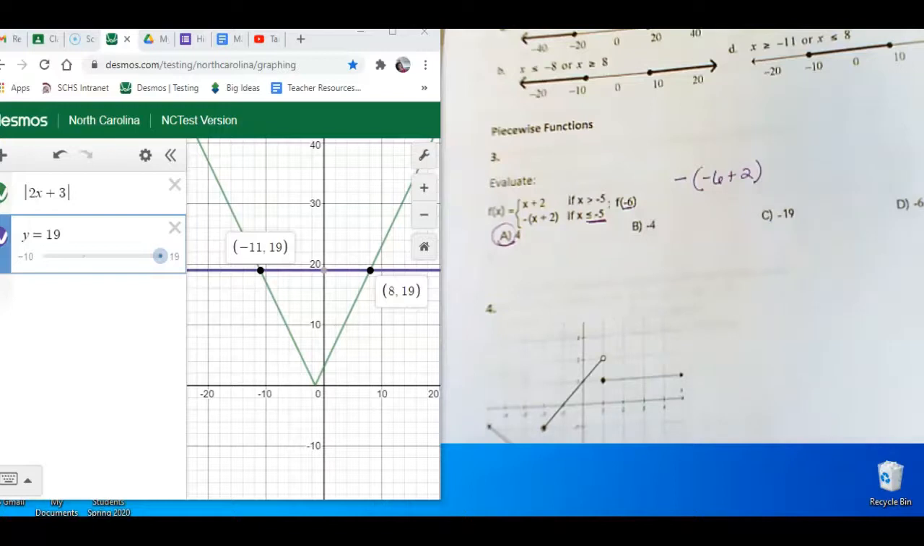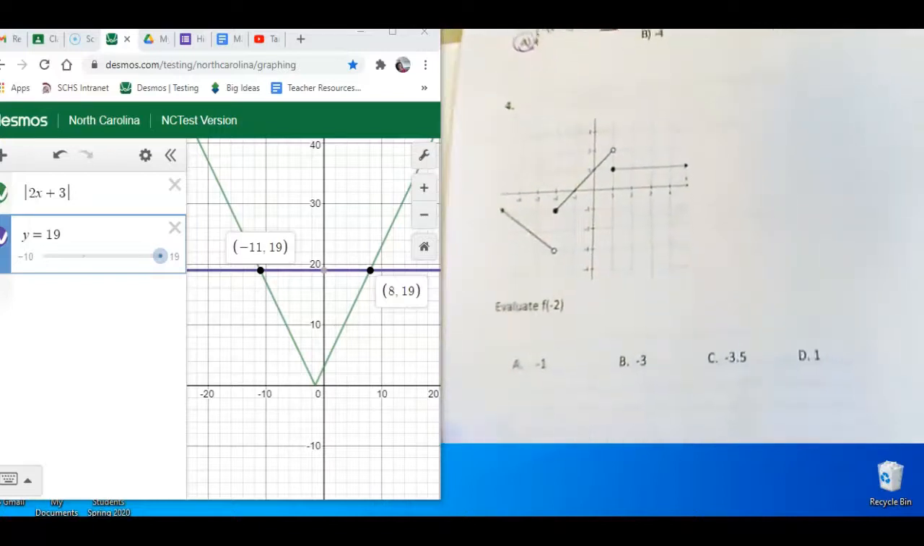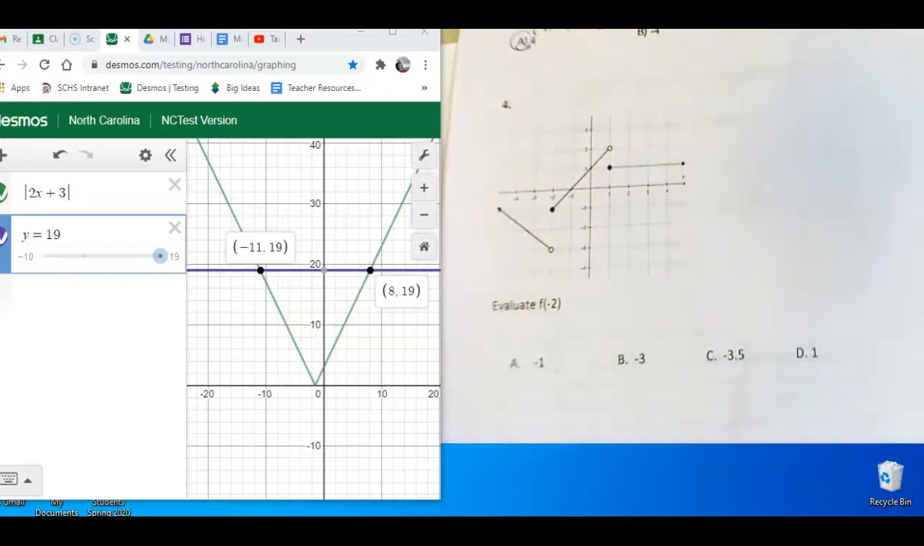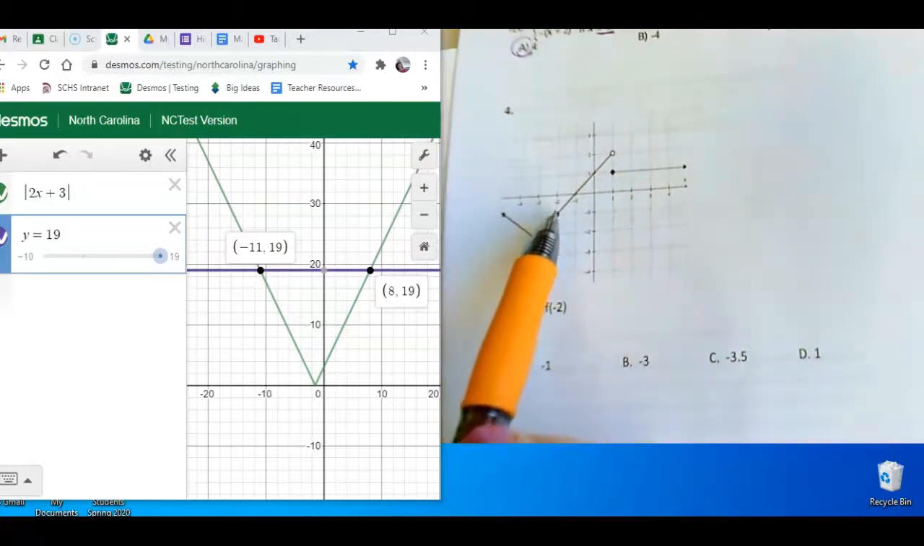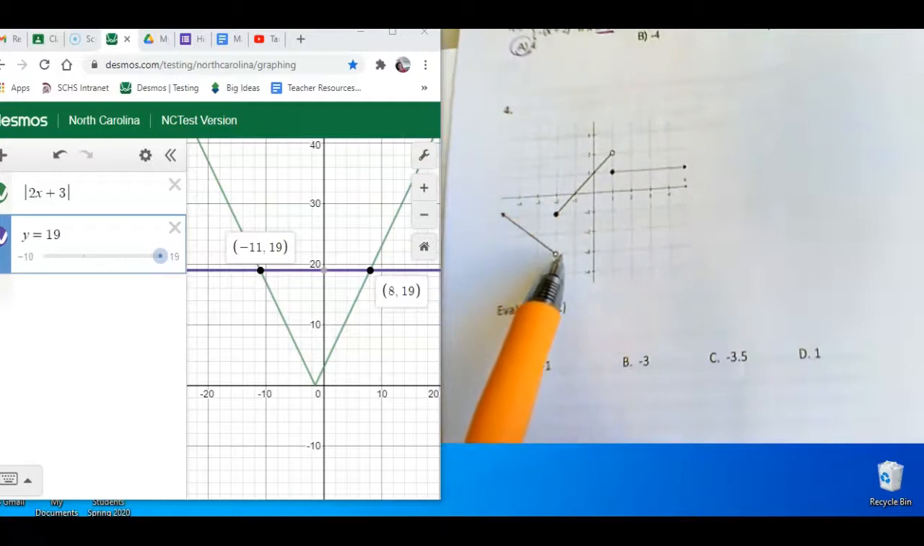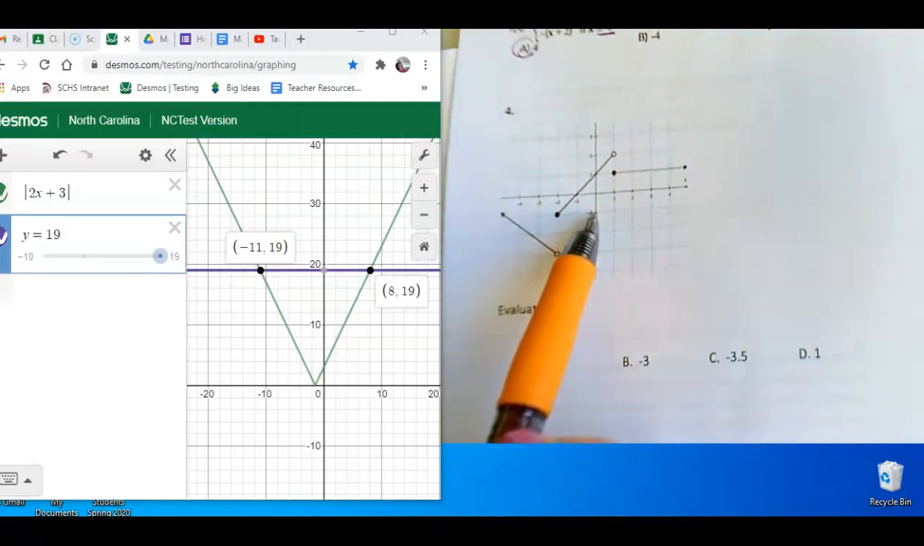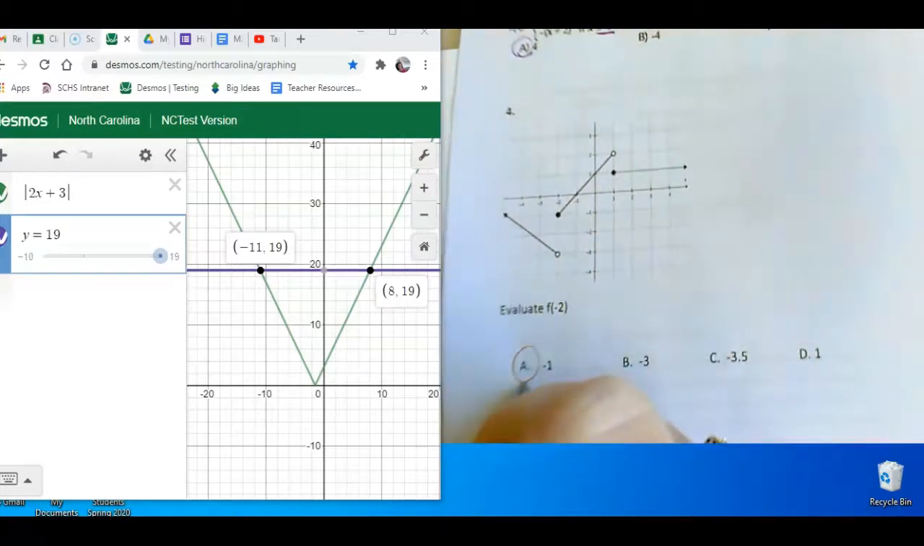Alright, there's another evaluating question here. It says to figure out f of negative 2, and it's a graph. So I go to the x value of negative 2, and I find the y value at that place. This one's open, so it's not that one. It has to be this one. That's at negative 1 for the y, and so negative 1 is our answer.